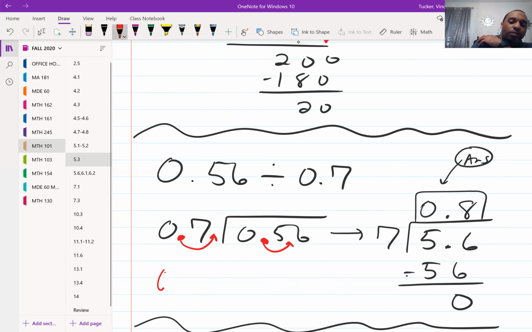If that was 0.79, then I would have moved it 2 places to the right, and then under here, I would have moved that 2 places to the right as well. However many decimal places it takes to move it to the right of the rightmost digit on the outside, you do the same thing to the number on the inside. Now you go ahead and divide. 7 doesn't go into 5, but it goes into 56 8 times. And your answer is 0.8.